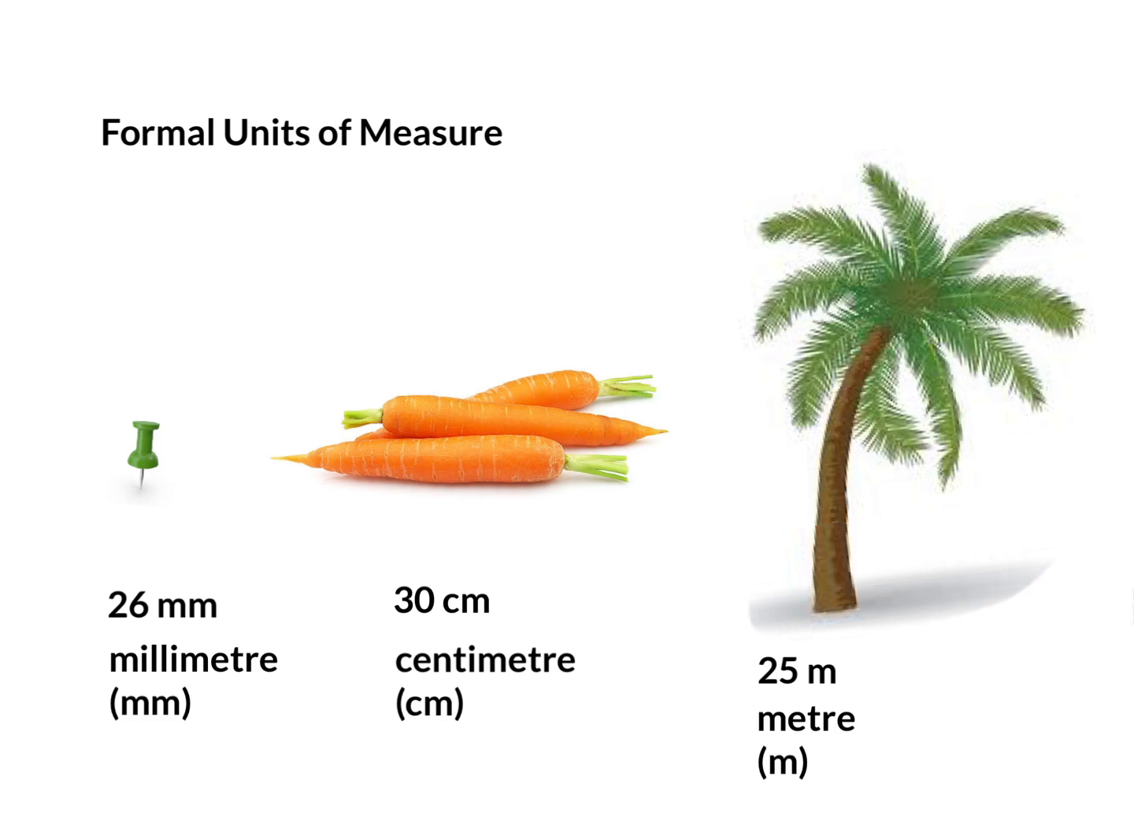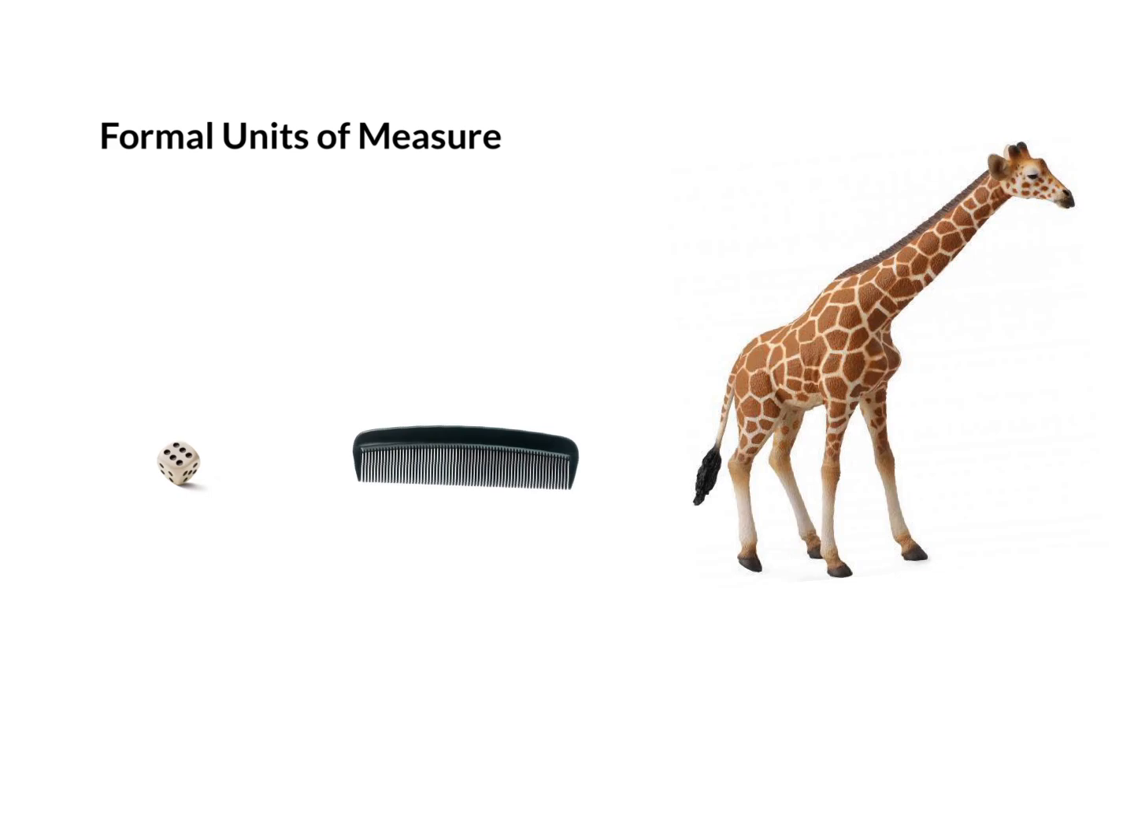And this is a general rule of thumb, because you want to be efficient when you're measuring the length or height of objects. Here in this last example, we have a dice, we have a comb, and we have a giraffe. What units of measurement do you think we would use or should use to measure the length of a dice, a comb, and a giraffe? What unit of measure would we use? And remember, we've got to be thinking about the appropriate unit for the appropriate object.